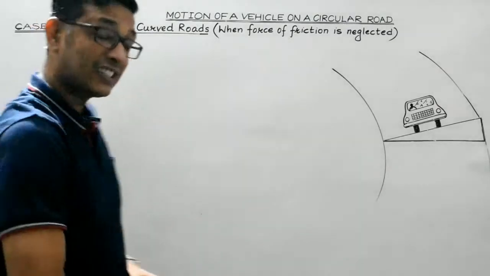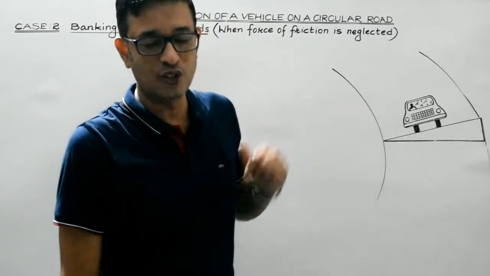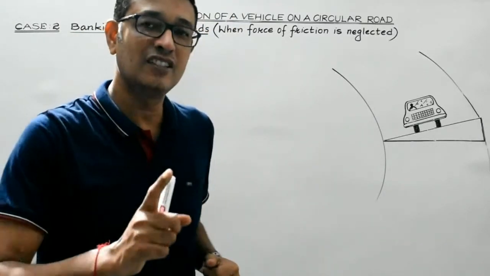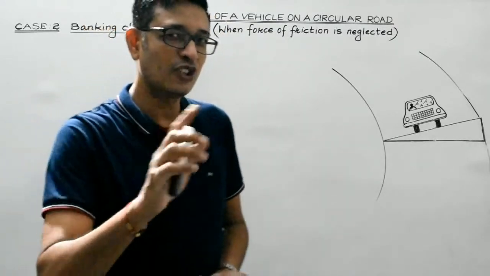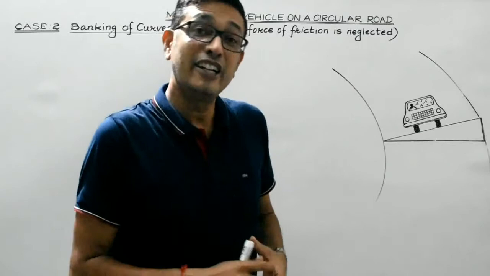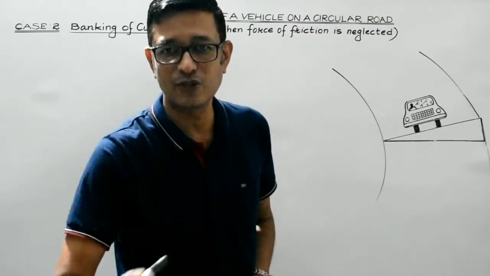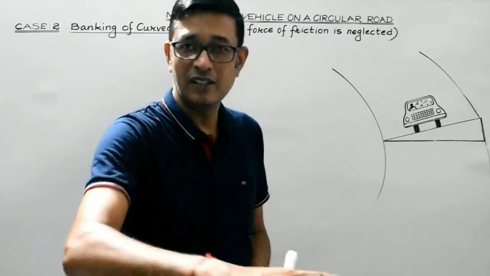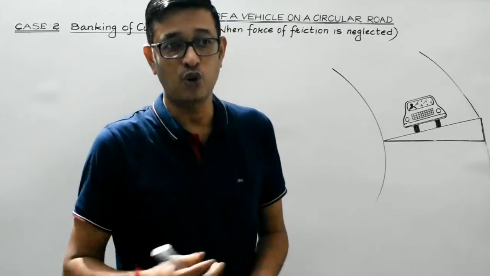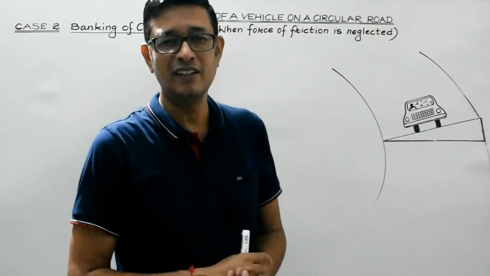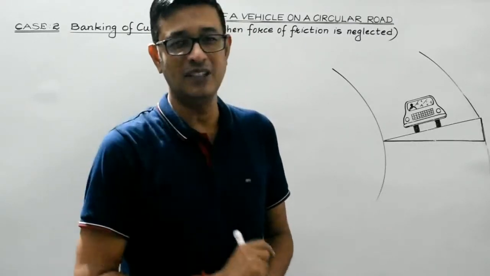Okay students, now let's consider the second case, that is banking of curved road, and in this case we will consider the force of friction to be negligible. Students, force of friction is not a reliable force because it depends upon the nature of the two surfaces in contact, isn't it? On rainy days, as I've told you, or on soapy surface, or when oil is spilled on the surface of the road, then the force of friction reduces to a great extent. So force of friction is not reliable, right?